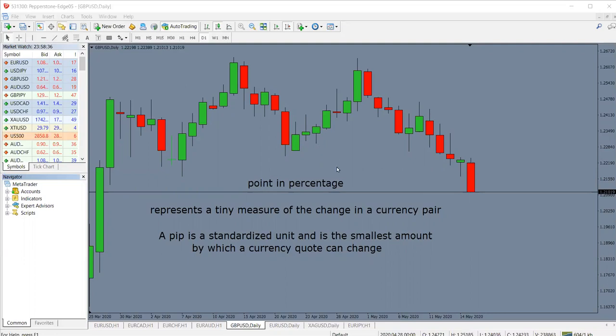The first thing is that pip is actually a short form for percentage in point. It is a standard measurement for all currency pairs in the Forex market. One pip, 10 pips, 100 pips, but a single pip movement represents a tiny movement in the currency pair that you are trading. All Forex instruments in your market watch are measured by pips.